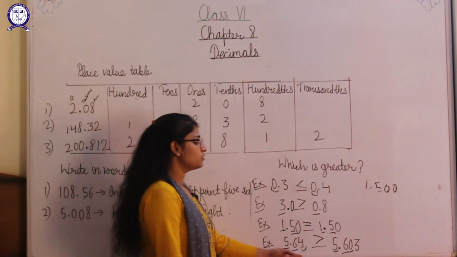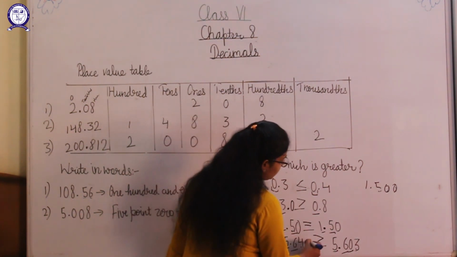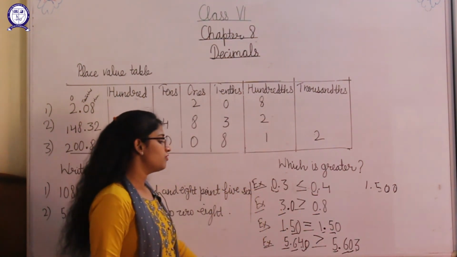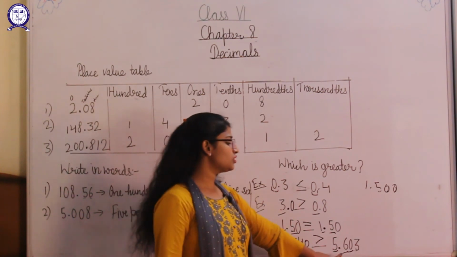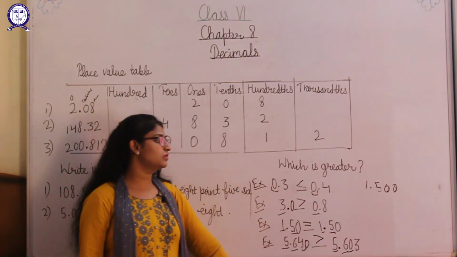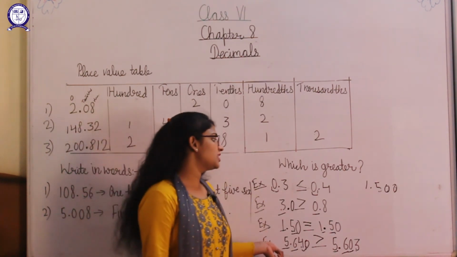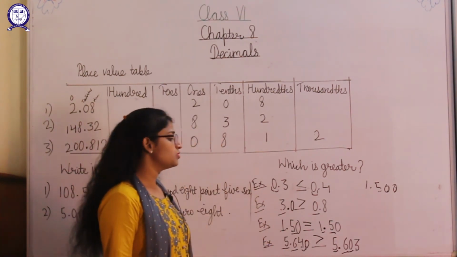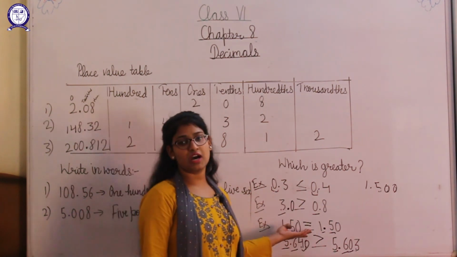Okay, and also as I told you earlier, we can write 0 here. Now if you check, then 640 is greater or 603? 640 is greater. It means 5.640 will be the greater. By this you can check that in the decimal numbers which one is greater or smaller or which are equal.